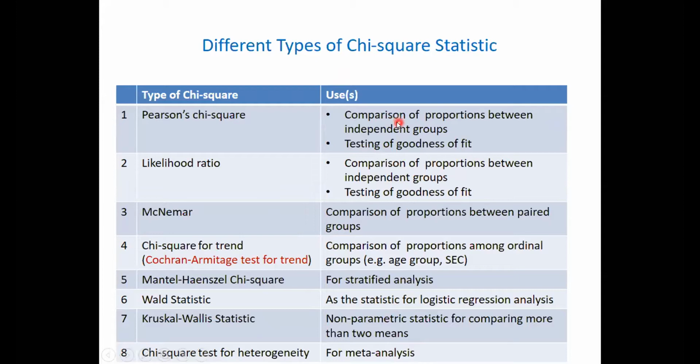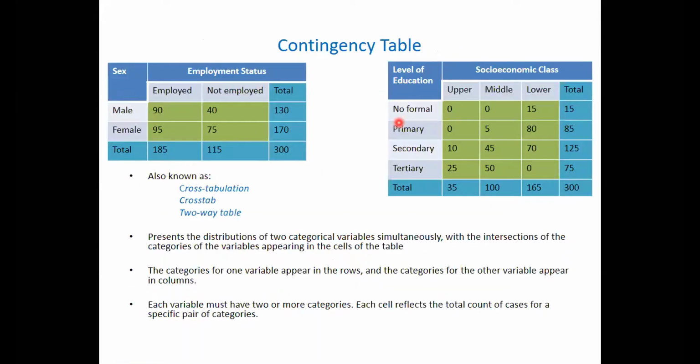Comparison of proportion between independent groups. Just like the type of table we just put now. In the two tables we just put above, what it's doing is comparing the proportion that are employed or not employed between male and female. Male and female are two different groups. This one is comparing the people that are upper socioeconomic class, middle, or lower socioeconomic class among no formal, primary, secondary, tertiary. These four groups.